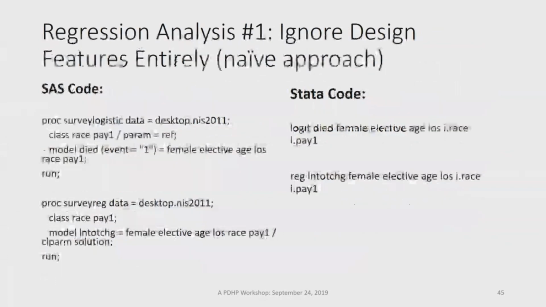Okay. Regression approach. Here's what these procedures look like, ignoring the design features altogether. In SAS, I'm using proc surveylogistic just for comparable standard errors. You could also use proc logistic. But notice there's no weight statement, no stratum code, no cluster code. In Stata, I'm just using the logit and the reg commands. So no svy, no svyset, just the naive approach where we completely ignore all these design features, for a logistic model of whether or not there was a death, and then a linear regression model of natural log total charges for that visit.